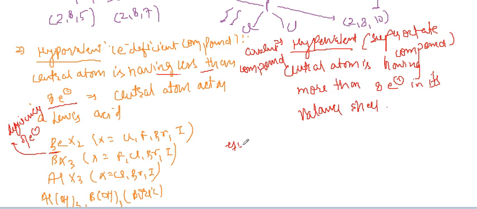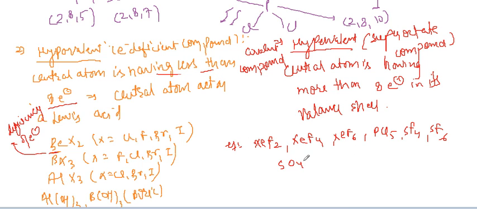For example, XeF2, xenon fluoride, XeF4, XeF6, PCl5, SF4, SF6, SO4 2-, PO4 3-, ClO4-, etc. These are known as hypervalent compounds.